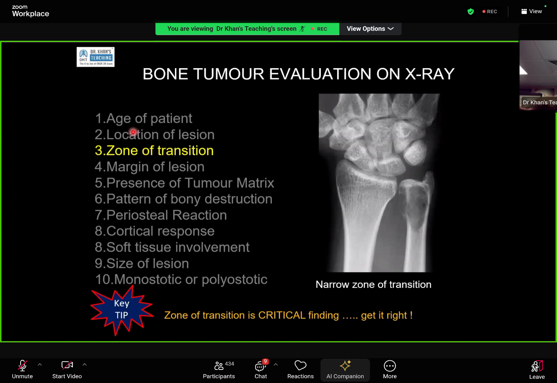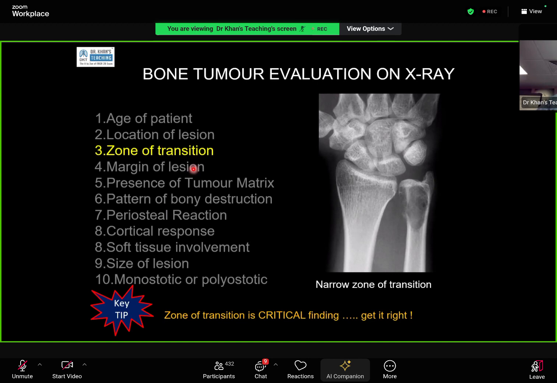In this, other than age and location of the lesion, the key thing is zone of transition. Always, always, always, it should be part of your description. This is just like in the brain. If you see a tumor in the brain, is it intra-axial or extra-axial? And the differential diagnosis totally changes. So, zone of transition similarly is a key word which you must remind yourself of: I am describing a lesion in the bone. I have to tell in my report and to tell the examiner what the zone of transition is. And that will really help you.